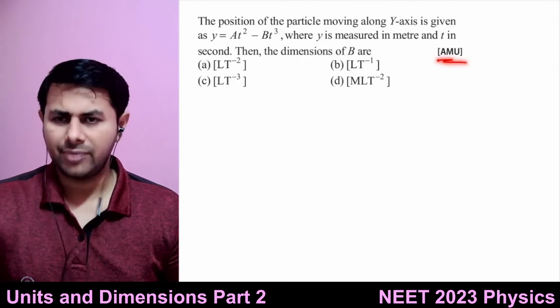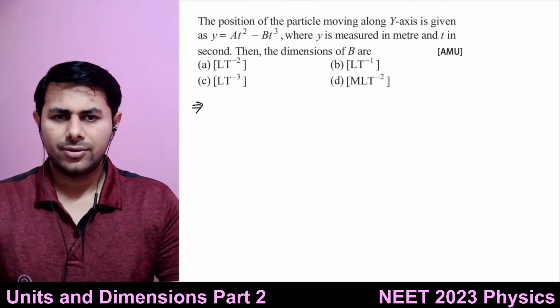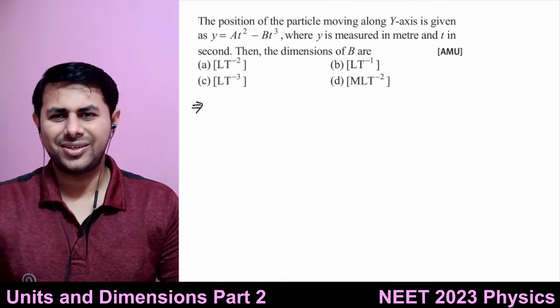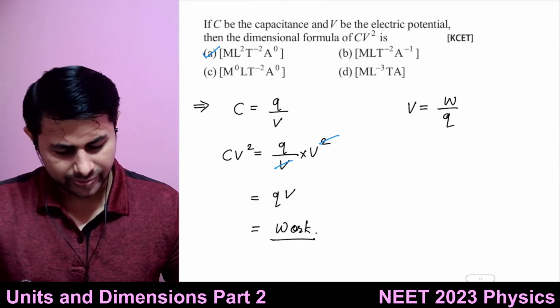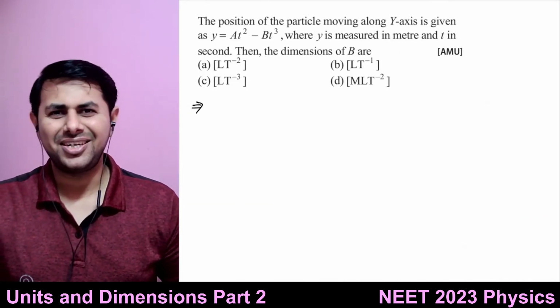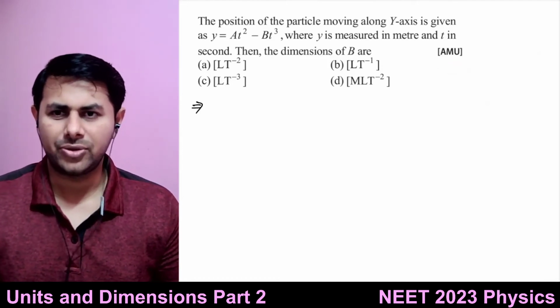This is from AMU. Do you know AMU? No, BHU is Banaras. There was a problem from BHU, Banaras Hindu University, and this is Aligarh Muslim University. It is also a good university.